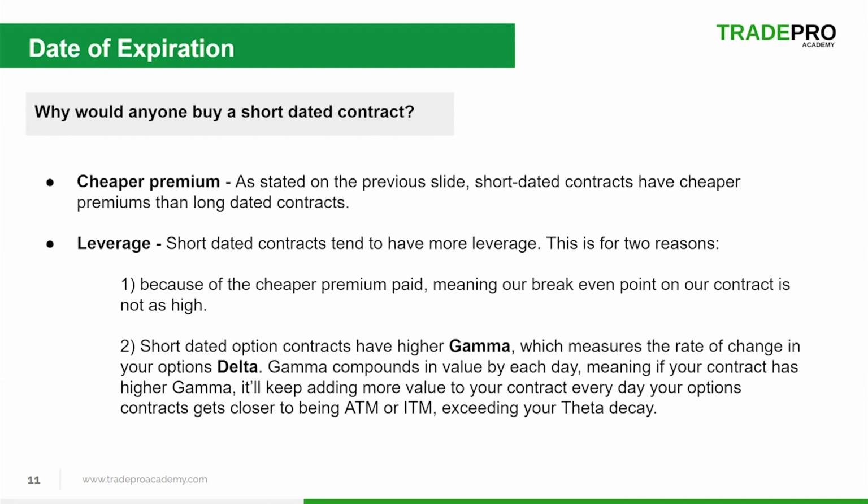And because short dated option contracts have higher gamma, which measures the rate of change in your option's delta. Gamma compounds in value by each day. So this means if your contract has higher gamma, it'll keep adding more value to your contract every day your options contract gets closer to being at the money or in the money. And this will ultimately exceed your theta decay.